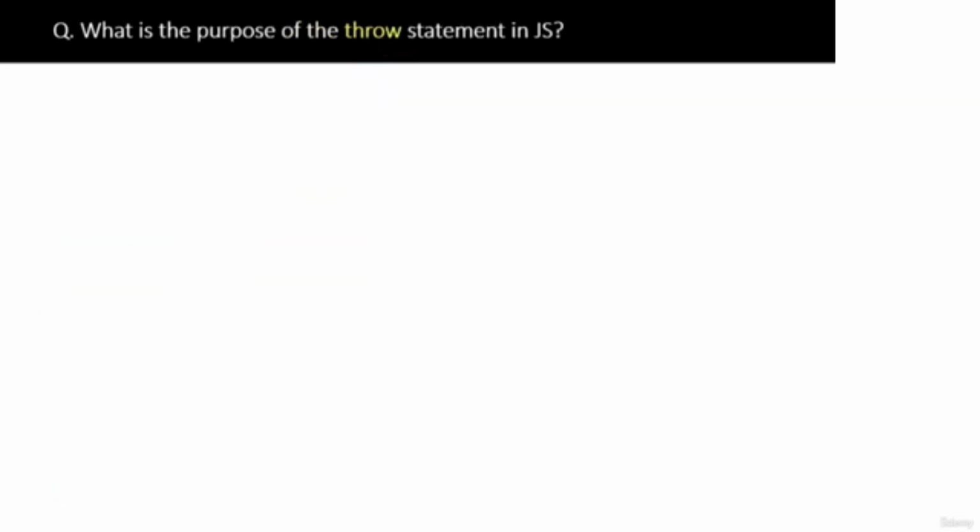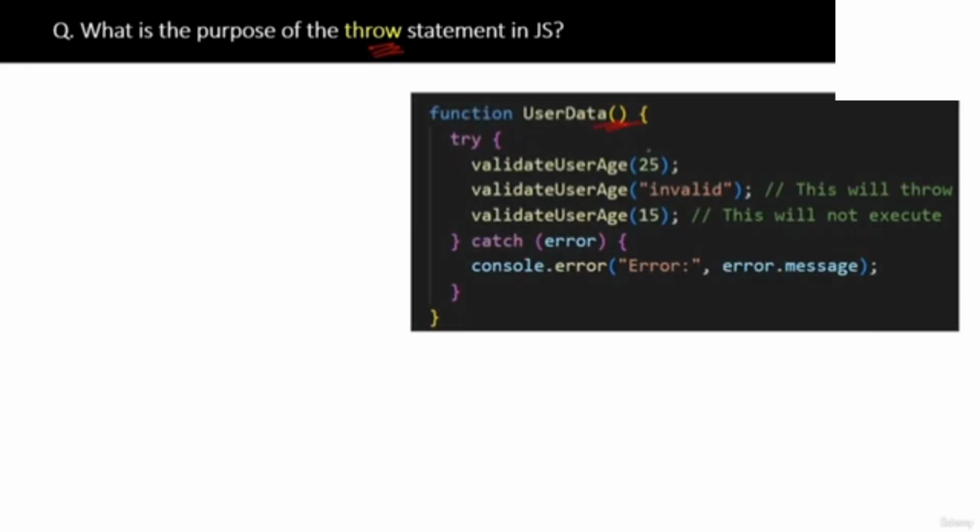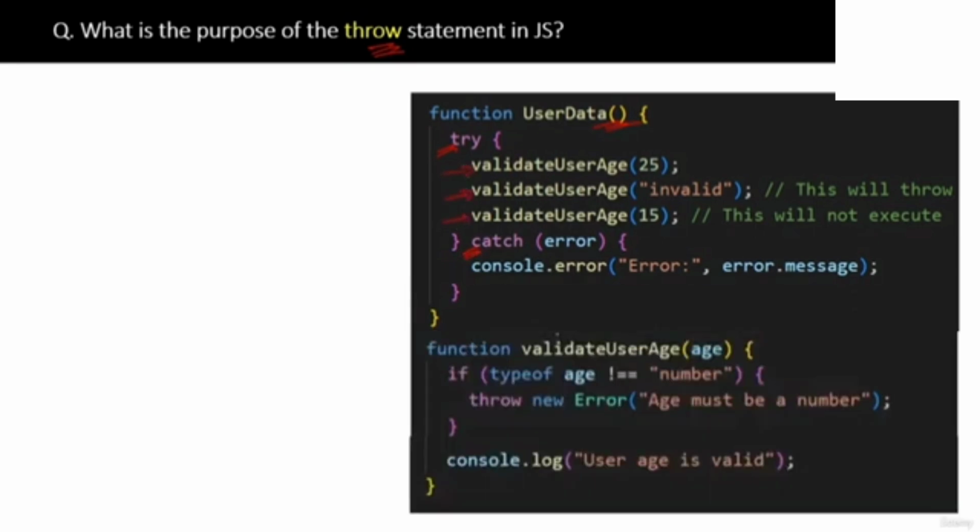That's it. What is the purpose of throw statement in JavaScript? Suppose we have a function user data in JavaScript. Inside this, we are using try catch to handle and manage the errors. Now inside user data function, we are calling another function, validate user age, multiple times like this. And here is the method body of validate user age function. Okay. The question is, if any error occurs inside this validate user age function, then how will the catch block of the calling function catch it?